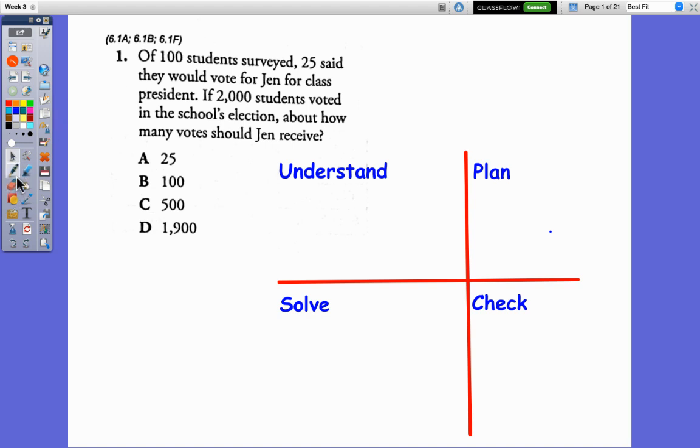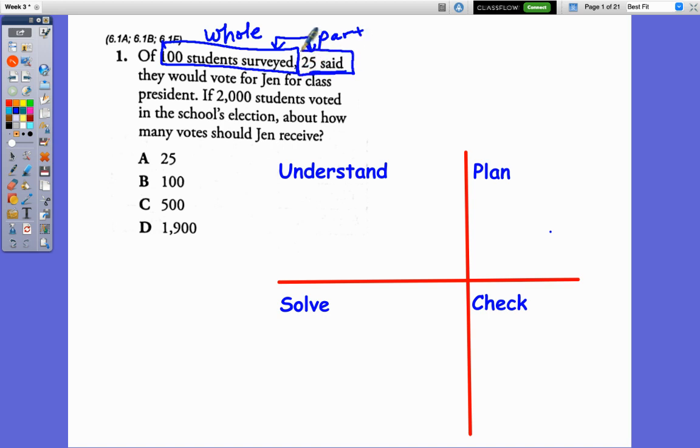One of the things you need to do is start looking at the question. And so we're looking at, out of 100 students surveyed, and 25 said they would vote for Jen. So I realized that this is a part and this is the whole or total. Super important to understand that, and that these two are associated.